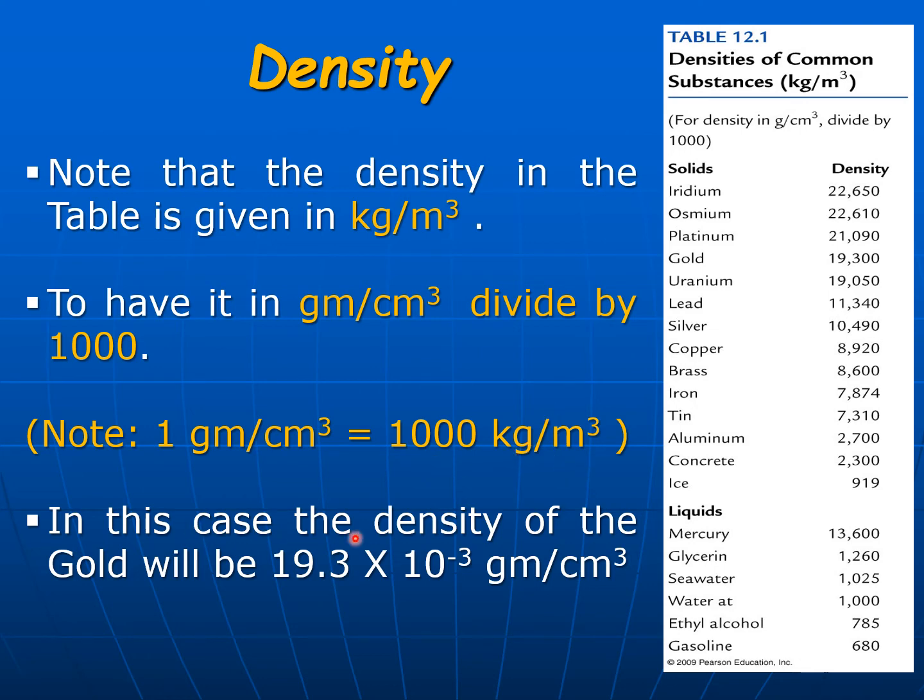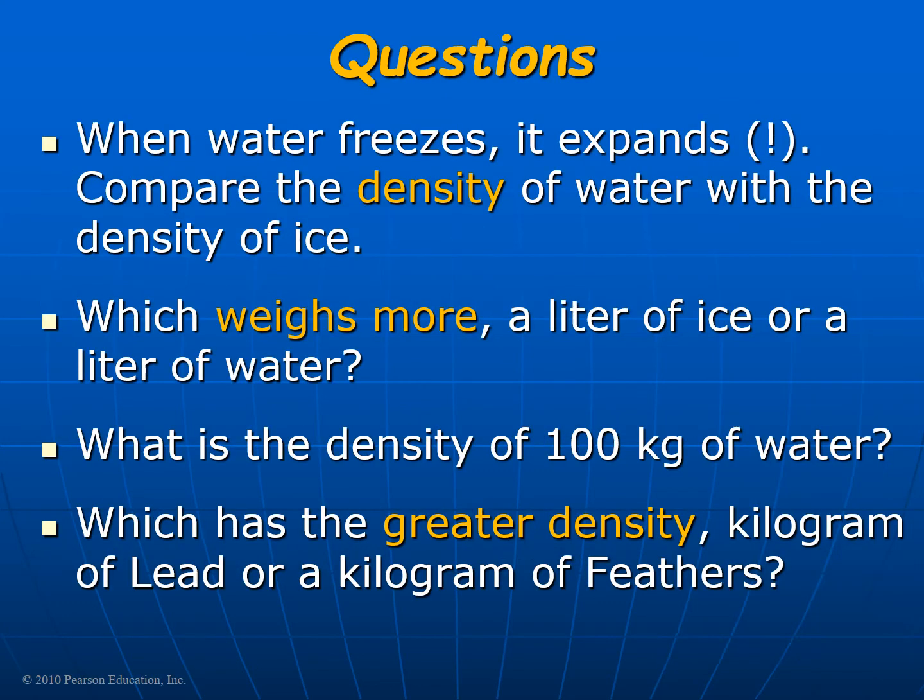So in this case, the density of gold is 19.3 times 10 to the power 3 kilogram per meter cubed, or 19.3 gram per centimeter cubed. It is 19.3 times the density of water. Let us have some questions.